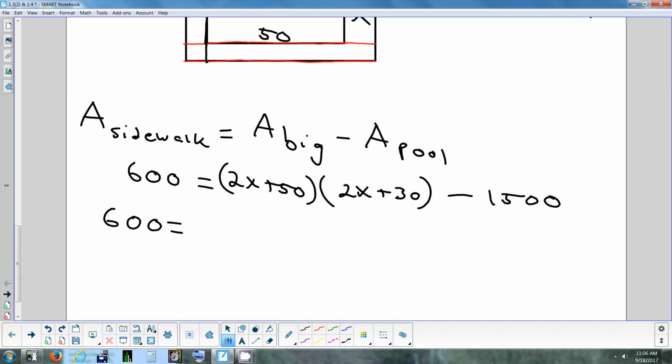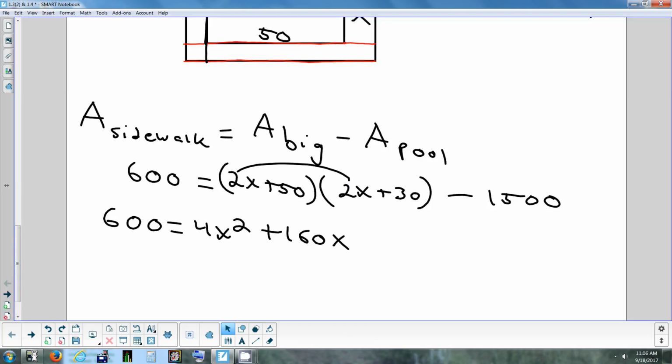Okay, so now we'll FOIL this out and see what we get. Ian, what's 2x times 2x? 4x squared. And then 2x times 30? 60x, and then 2x times 50. Yep, 100x. So he said 60x plus 100x, that's 160x.